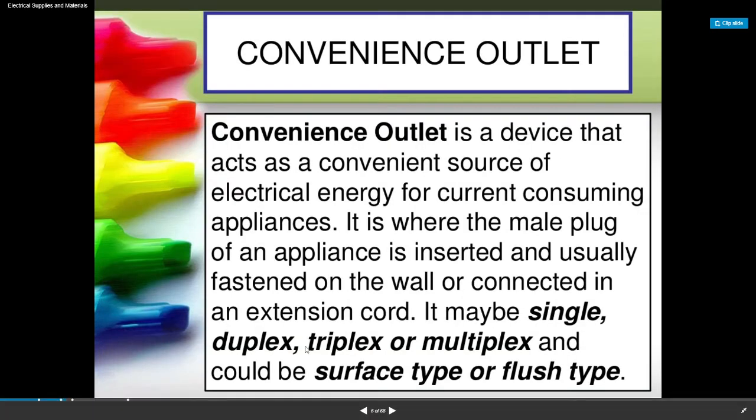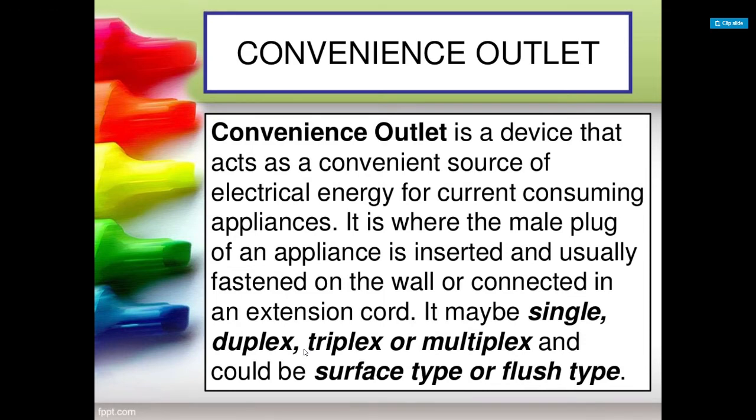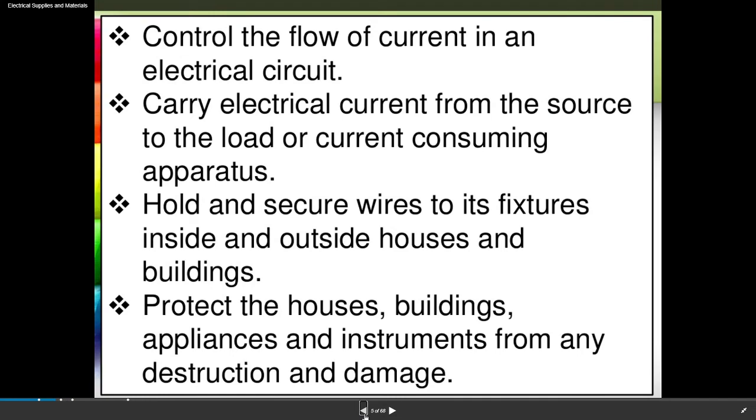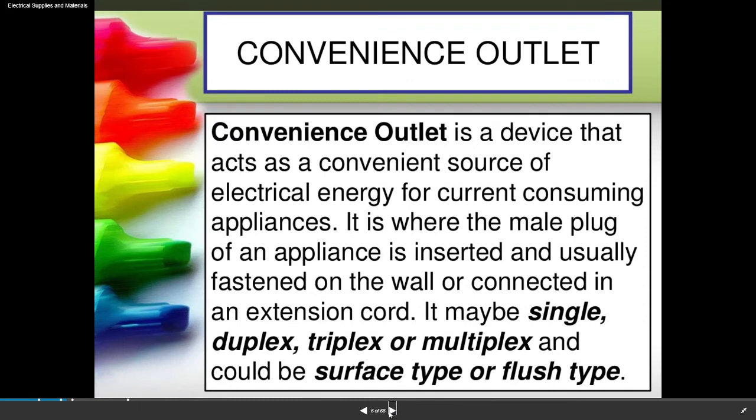All right, so those are the purposes and functions of electrical supplies and materials. Number one is to control the flow of current. Next is to carry electrical energy from the source to the load, then to keep the wires in their fixtures, and then to protect the house from burning. So there are only four purposes.